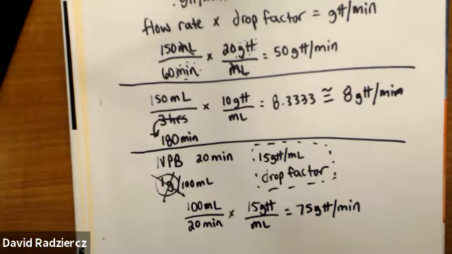Did you say 100 times 15? I apologize. You're on mute. Go ahead, Keisha. Did you say 100 times 15, or is it? Yes, 100 times 15, and then divide by 20. Okay.